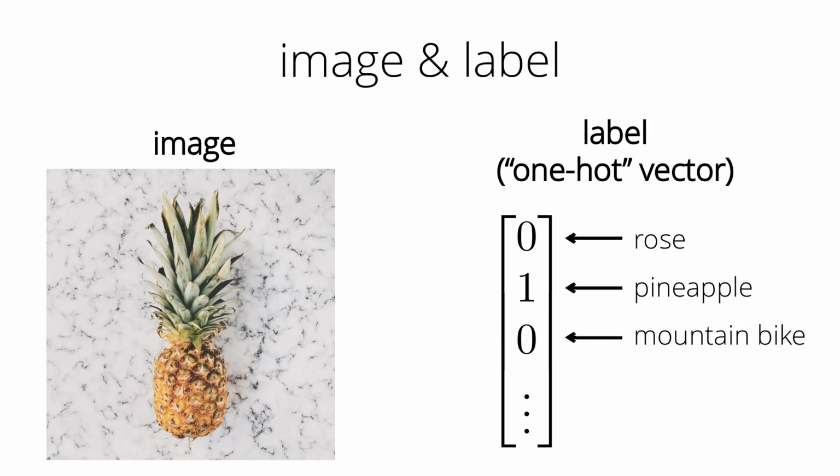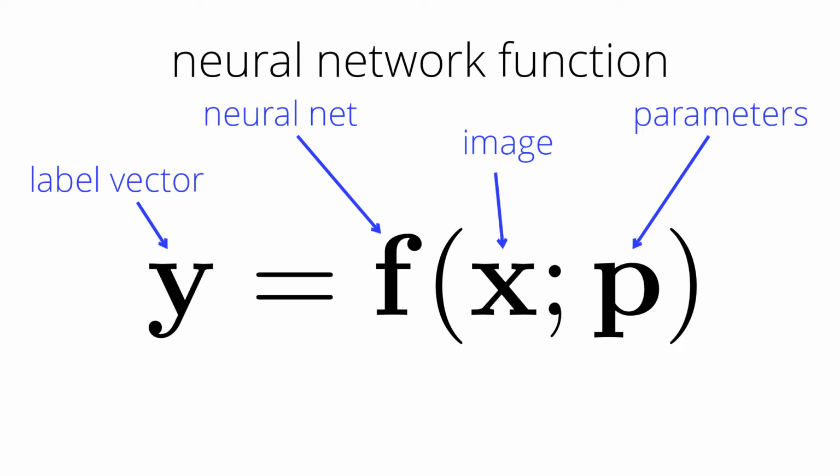The way that image classification is represented by a computer is that you have an image which is represented by a set of three matrices, which correspond to red, green, and blue color channels. And the way a label is represented is by this label vector, where each element of the vector corresponds to a possible class, and to denote that an image belongs to a certain class, you set the corresponding element of the vector equal to 1, and everything else equal to 0. So a neural network is really just a function. We can call it a function f, which maps an image x to a label vector y. And this function has a bunch of parameters p, which determine the shape of the function.